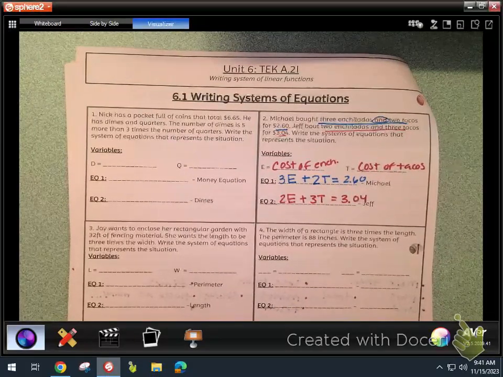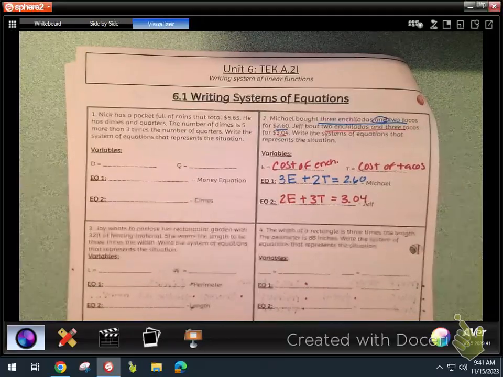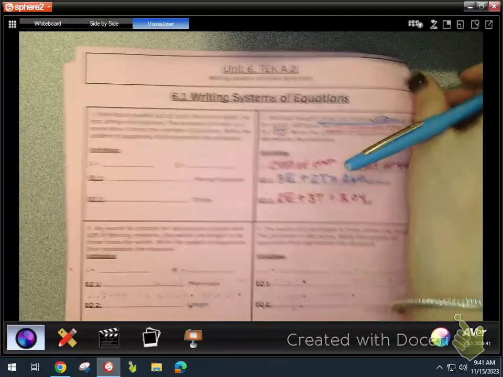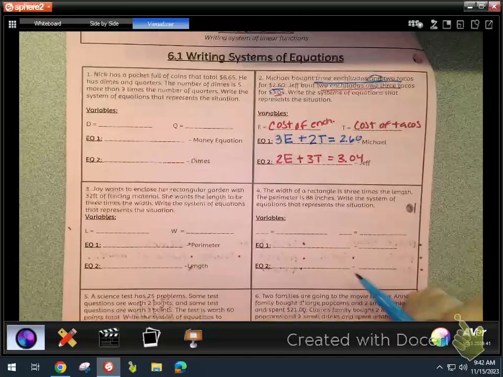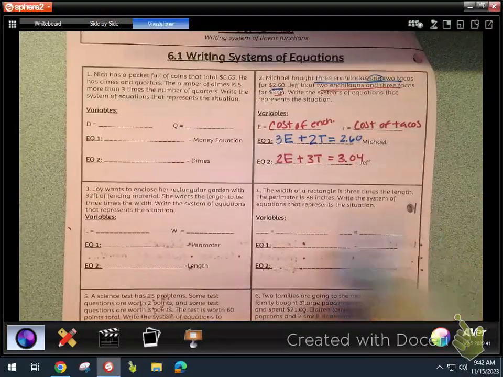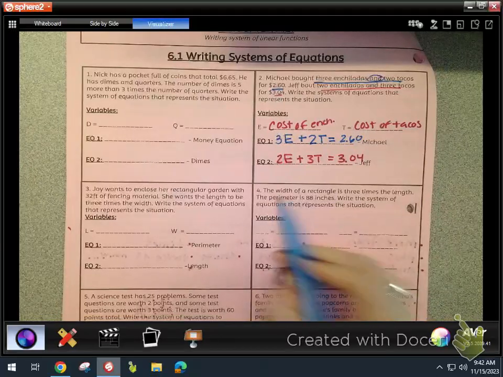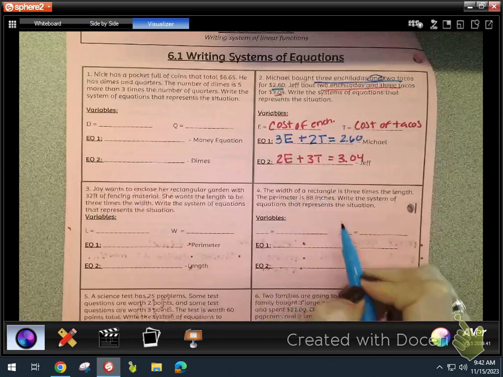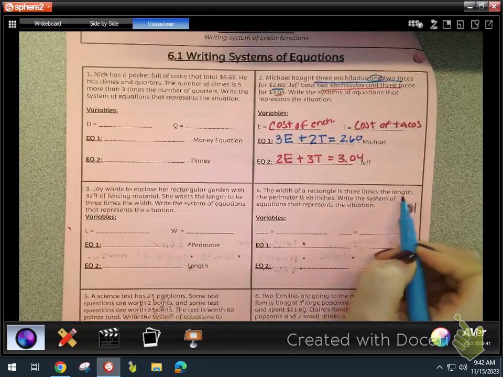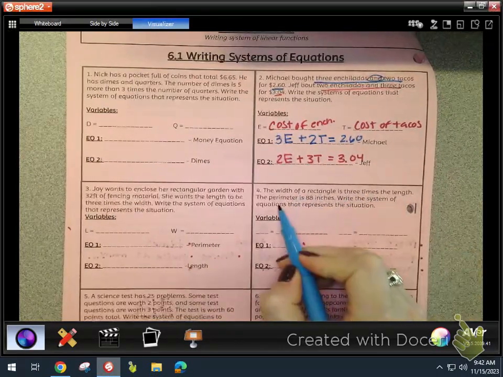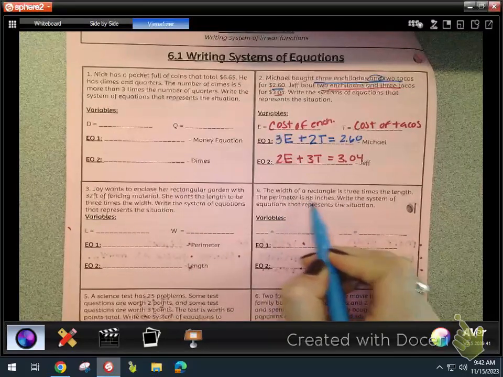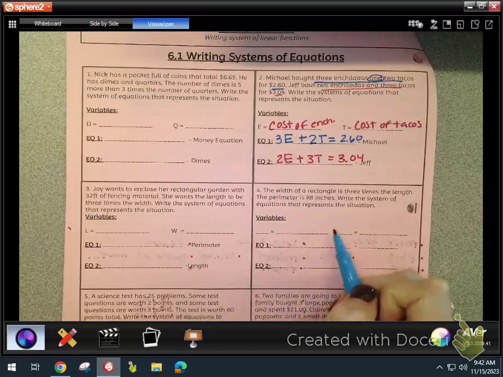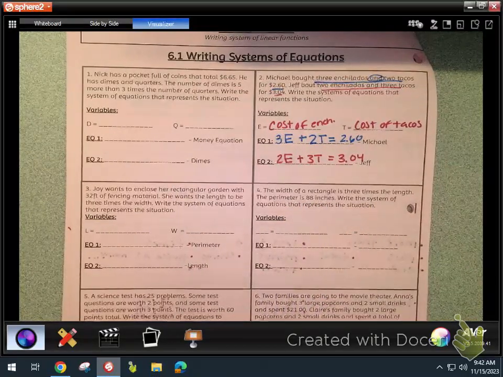Let's try 4. All right, we're going to try to do 2 more, and then we'll take a brain break. Okay, let's try 4. This is 1 of 2. So we're going to do 2 more. The width of a rectangle is 3 times the length. The perimeter of that rectangle is 88 inches. Write a system of equations to represent the situation.